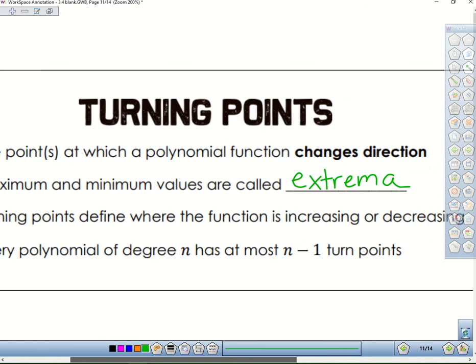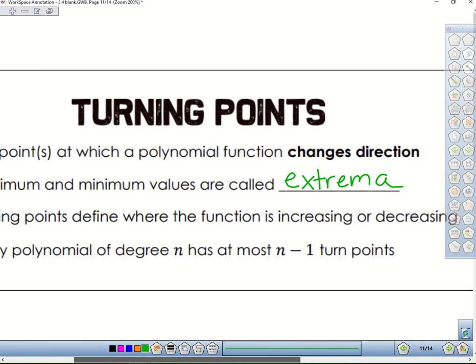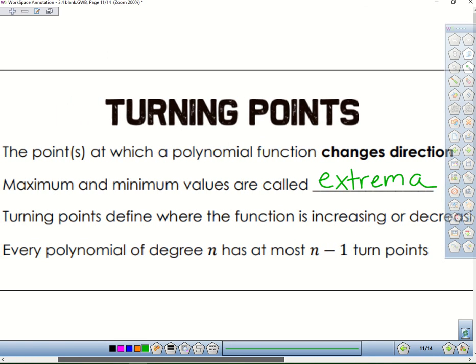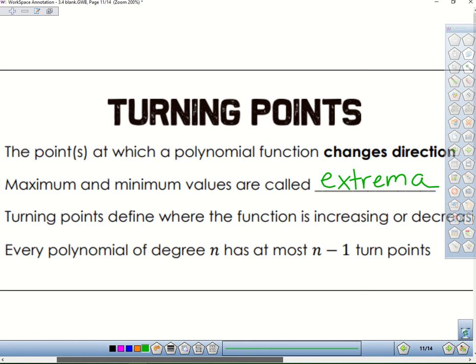Turning points define where the function is increasing or decreasing, and every polynomial has a degree n, which is at most n minus 1 turning points. So see how we talked about the turning points? You always add 1 to the turning points to get the degree. So if you want to go from degree to turning point, you subtract 1. That makes sense to everybody, that idea? Okay.